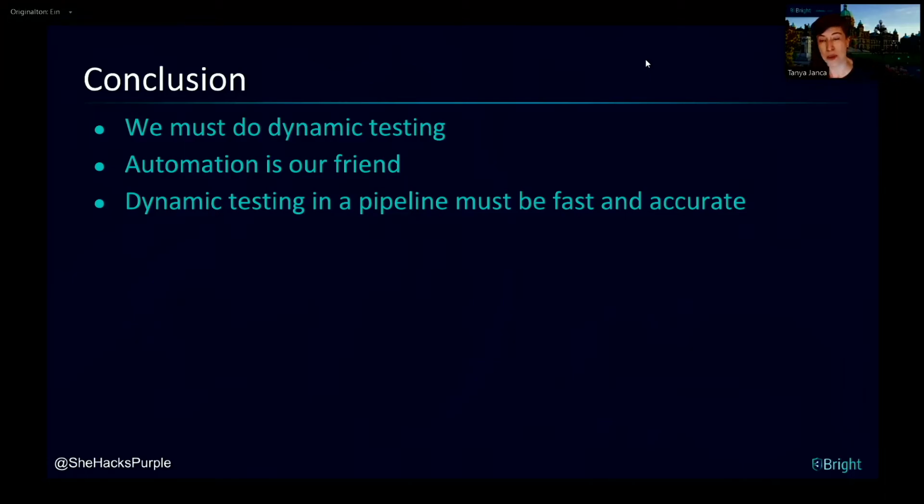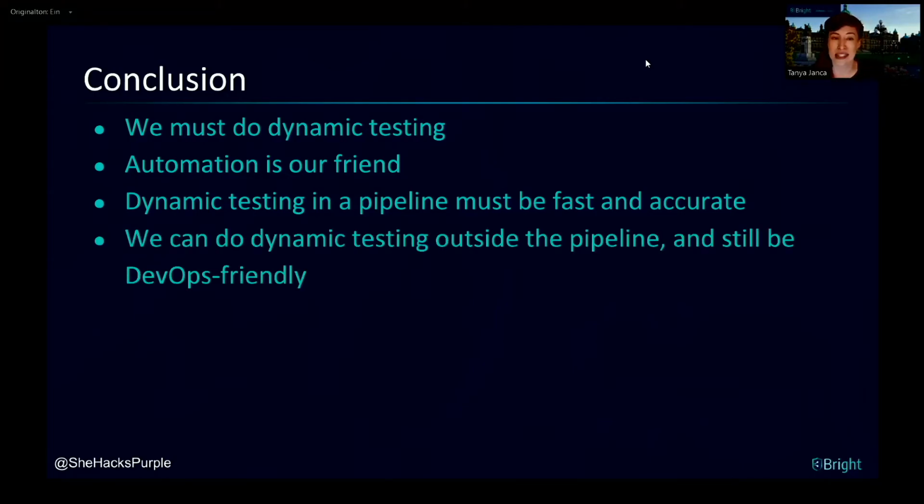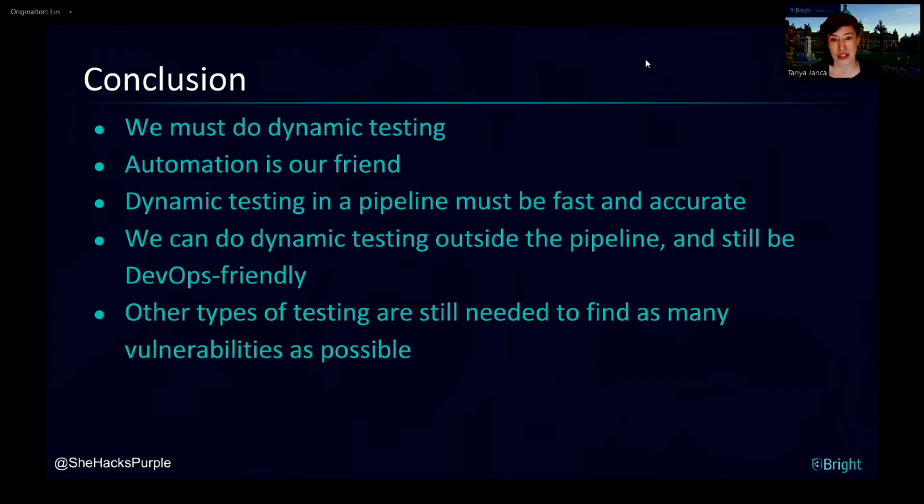All the DevOps people are going to be like, nope, there's Tanya. She broke our pipeline. Nope, this seat's taken, Missy. We can do dynamic testing outside of the pipeline, but still be DevOps friendly. That is okay. We're not breaking any rules. Other types of testing are still needed so that we can find as many vulnerabilities as possible and make our app as safe as we can.